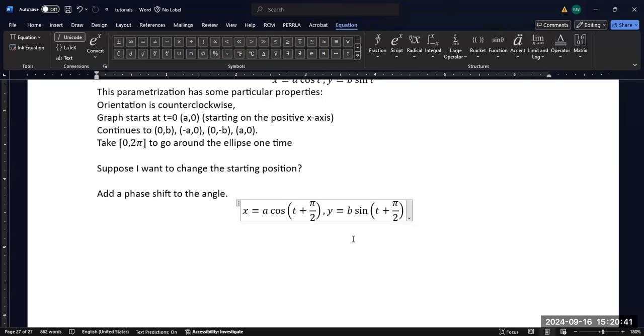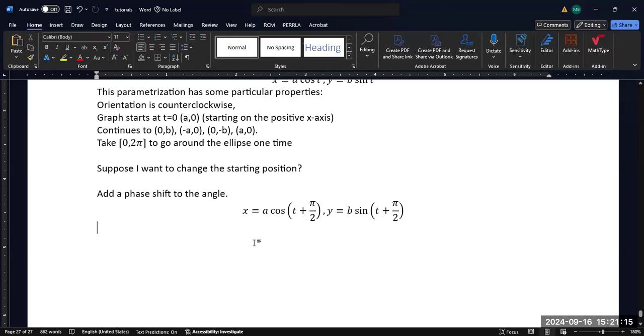Okay, so nothing else has changed, just the orientation, just the point at which you're starting. So if you want to start on the negative x-axis, you could add pi to both of these. If you wanted to start at the negative y-axis, you could subtract pi over 2 from both of these, or add 3 pi over 2, whichever you prefer. That's still going to change your starting point, but not change anything else.